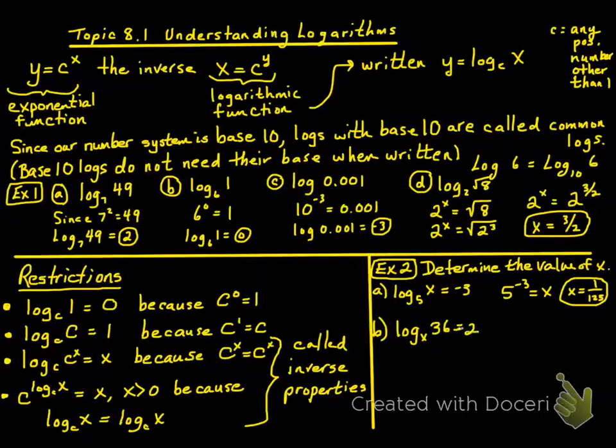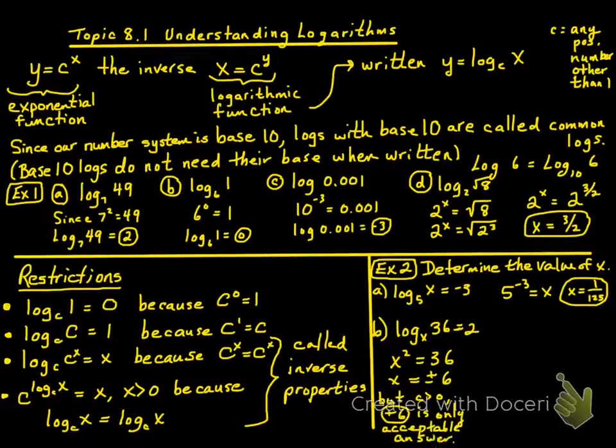In B, we have log base x of 36 is equal to 2. So that must mean that x to the power of 2 is equal to 36. So x is equal to the square root of 36, which is positive or negative 6. But remember that c has to be any positive number. So c has to be greater than 0. Positive 6 is our only acceptable solution.